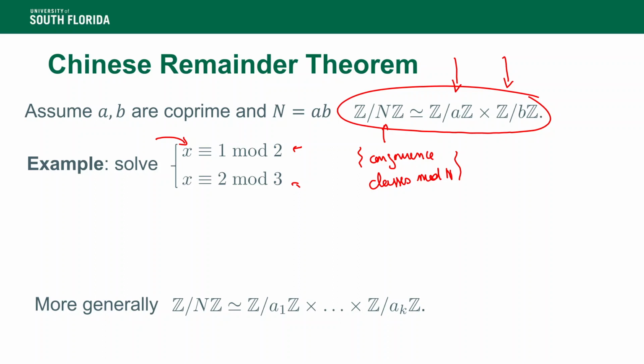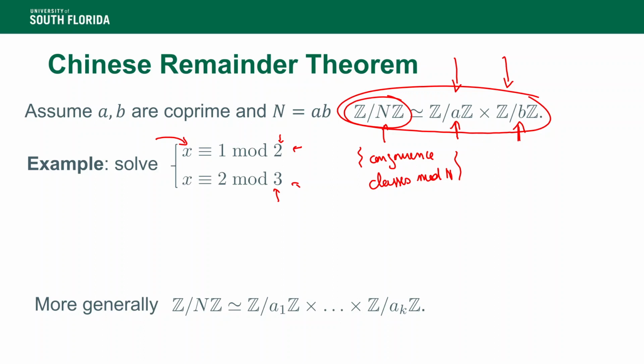In particular here, the example would be, can you find the x's mod 5, here we have a equals 2 and b equals 3, can you find the integers x mod 5, such that they are congruent to 1 mod 2 and 2 mod 3. So by saying that it's congruent to 1 mod 2, I'm fixing the coordinate here. And by saying that it's congruent to 2 mod 3, I'm fixing the coordinate here. And what it means is there is only one congruence class in Z mod 5Z that corresponds to this.